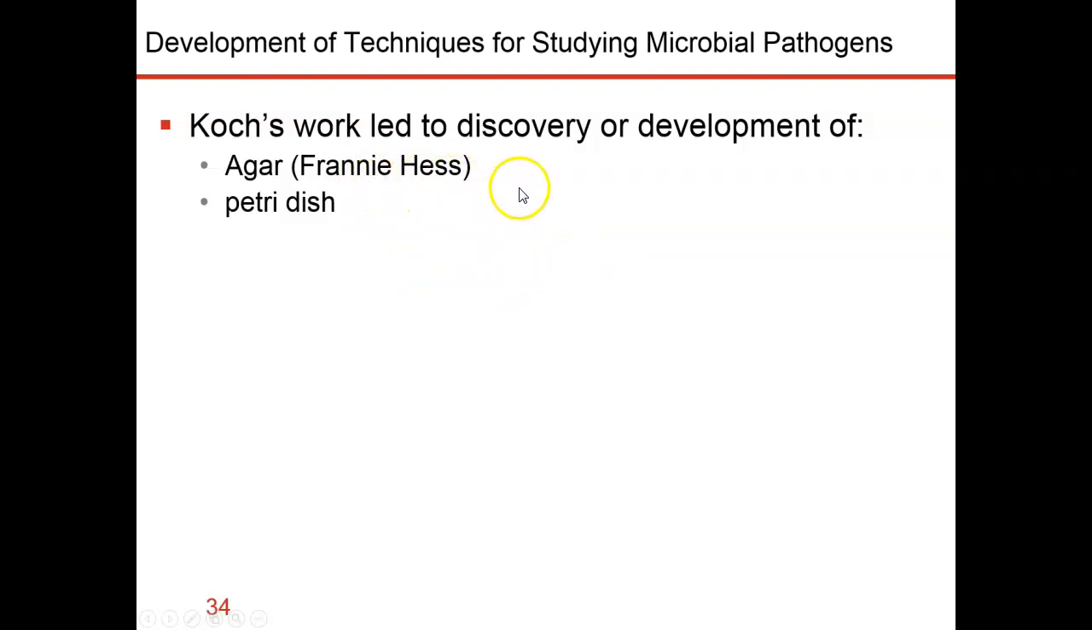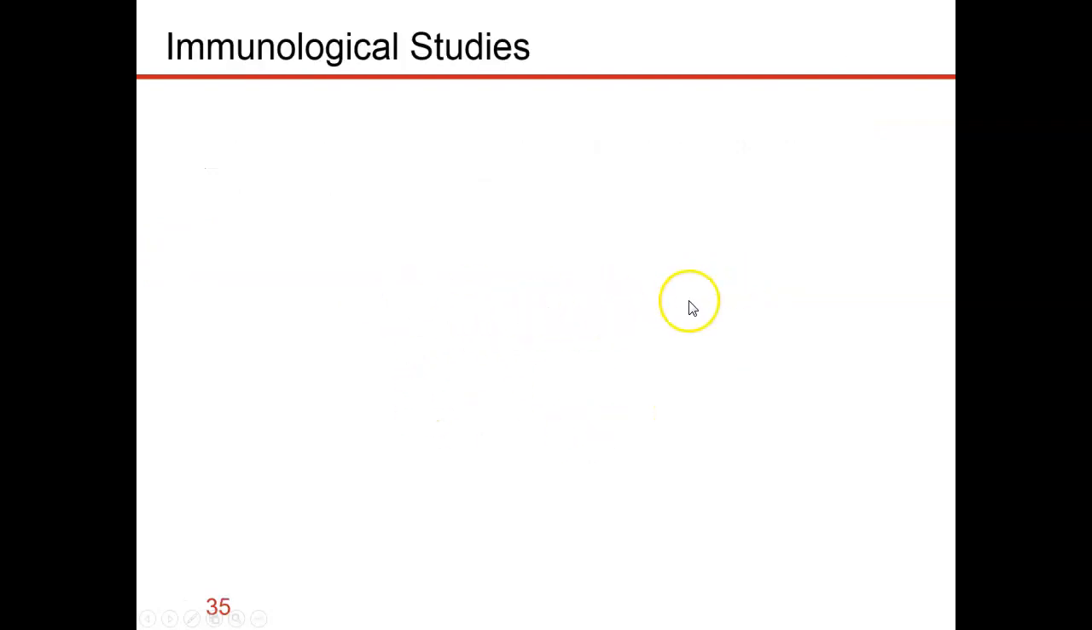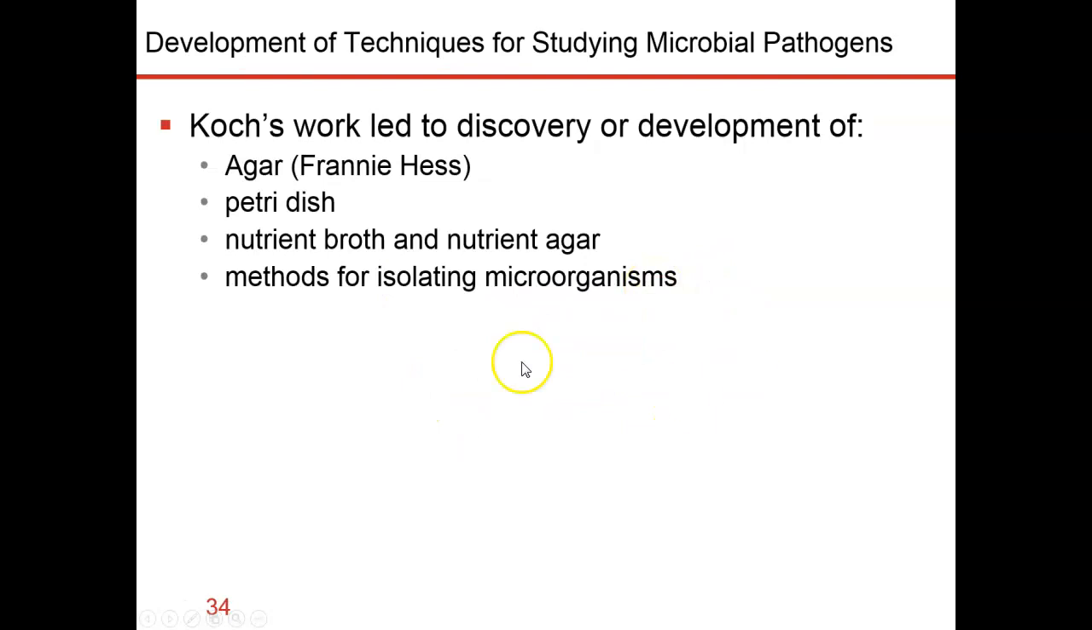But Fanny Hesse actually used this in making her jam so that they wouldn't liquefy in the hot sun. And she's the one who suggested they try it in their nutrient broth, and it worked. With the development of agar, we had to use plates or dishes, so we developed petri dishes or petri plates. And now we have nutrient broth and agar that we use. And then we have mechanisms for isolating those organisms.